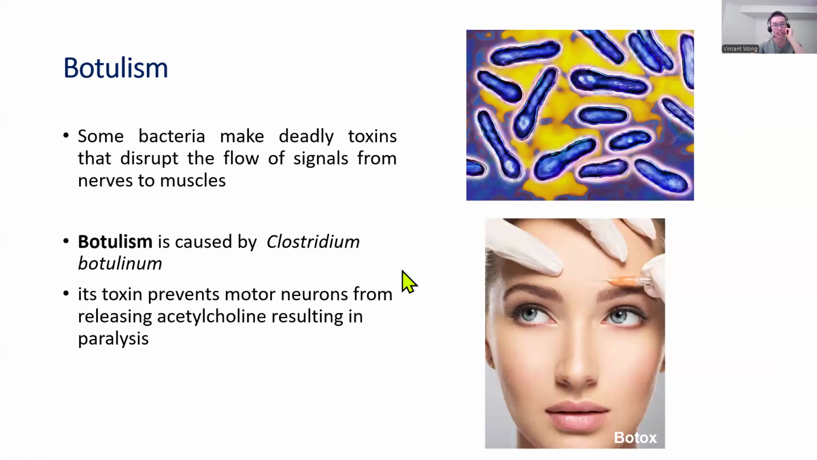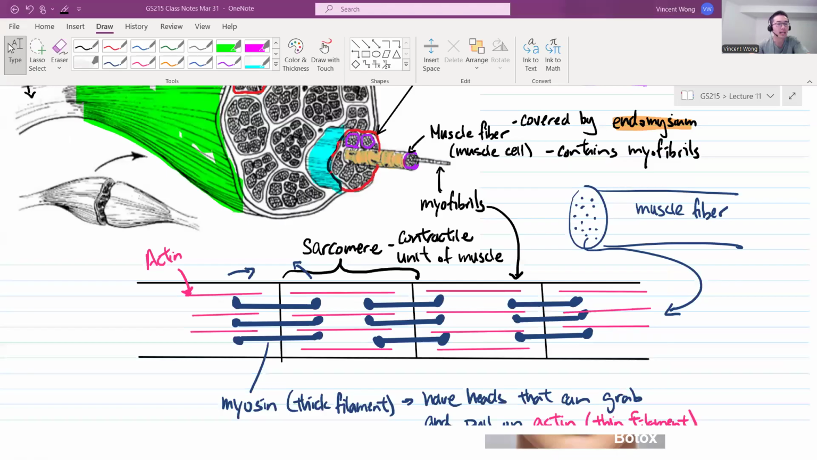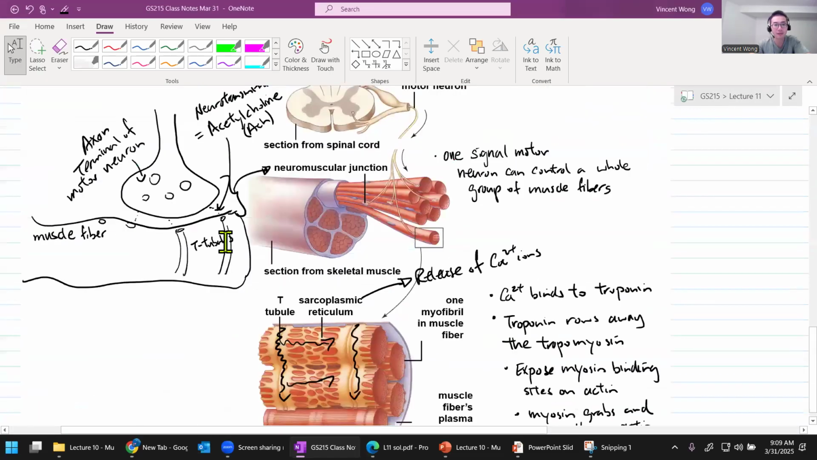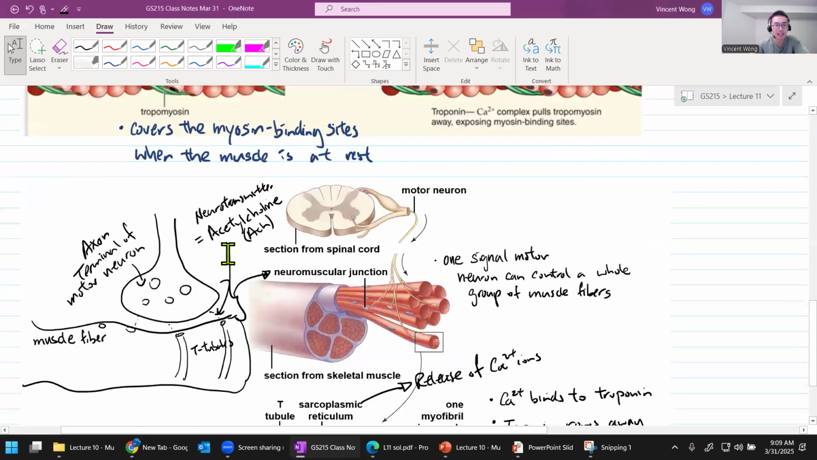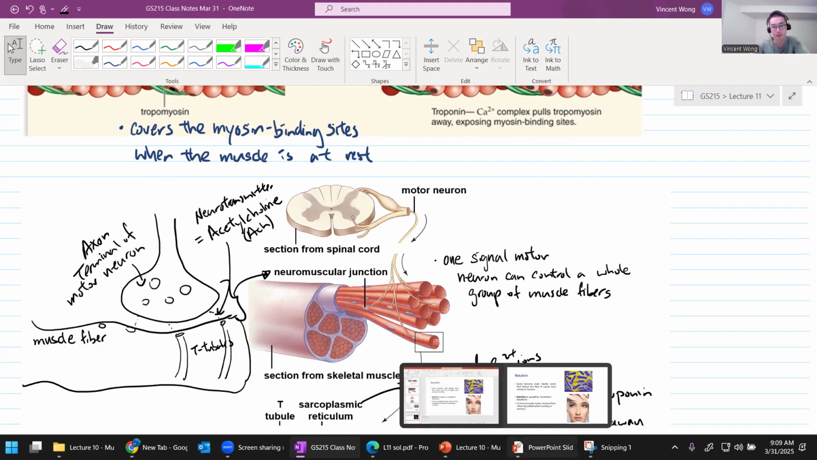What it does is the toxin prevents motor neurons from releasing acetylcholine. And in the notes I just gave you, you can see acetylcholine is the key neurotransmitter for communication between your motor neurons and the muscle fibers. So if you block acetylcholine, then you basically become paralyzed, right? You cannot move that muscle. There's no more communication between your neurons and the muscle fibers.